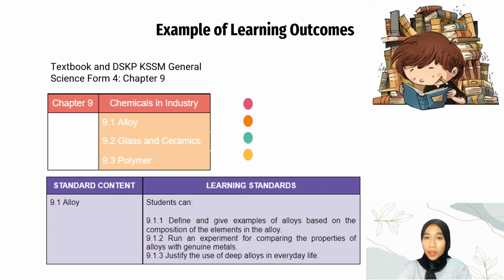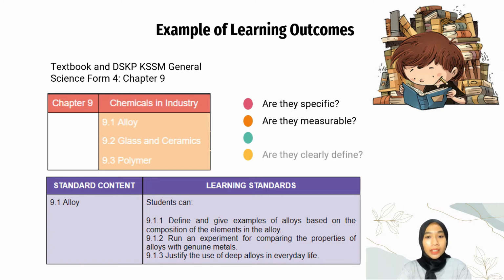Based on the learning outcome, is this specific enough to define the compositions of the elements in the alloy? This is not specific, as the number of compositions is not stated in the learning outcome, so this is not specific enough. Are they measurable? Since there is no statement of how many components students need to achieve, this learning outcome cannot be counted as measurable.